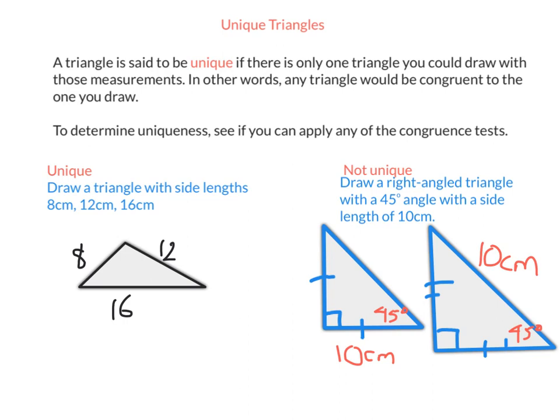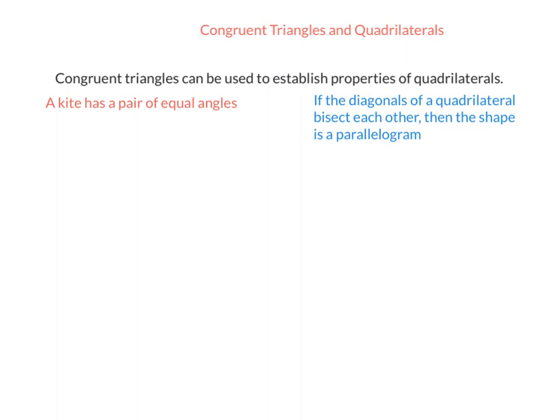All right, let's look at our final topic, which is using congruence in quadrilaterals. So we can actually use congruent triangles to prove or explain things that are true about certain quadrilaterals. So for example, let's use congruent triangles to show that a kite has a pair of equal angles. So from my previous slide, you remember that a kite is a shape that has two pairs of equal sides, but the equal sides are touching each other. So a kite is also called a diamond because that's exactly what it looks like. So this is a kite.